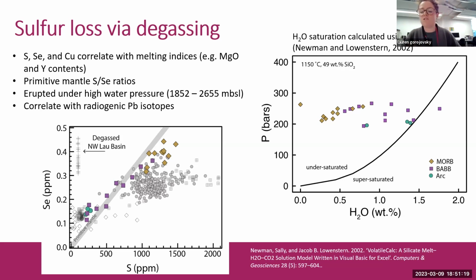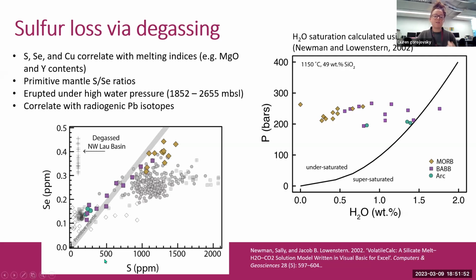But that's not to say that just because you haven't lost water, you haven't lost sulfur. So there are a few other lines of evidence that suggest these haven't suffered sulfur degassing. First of all, they erupted under very high water pressure, roughly 2,000 meters below sea level. Sulfur, selenium, and copper contents all correlate with one another, and copper usually doesn't degas. And they all correlate with melting indices such as magnesium oxide and yttrium contents.